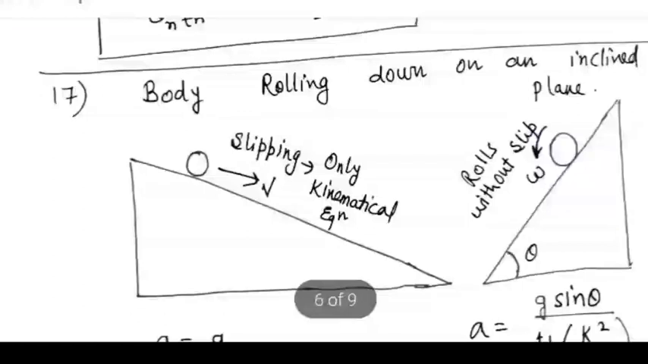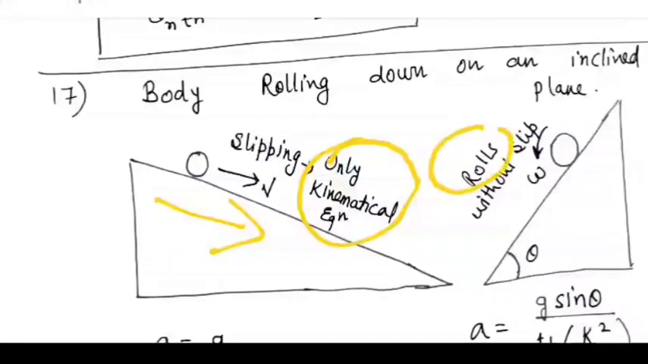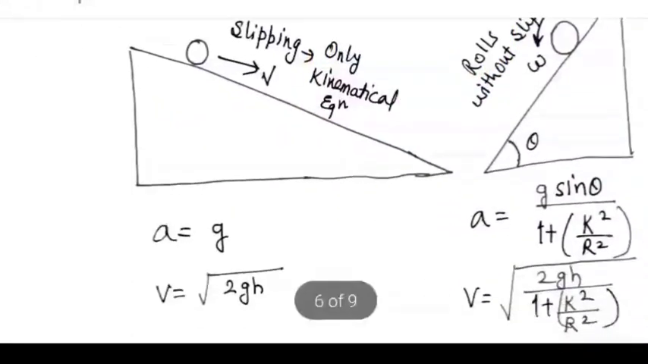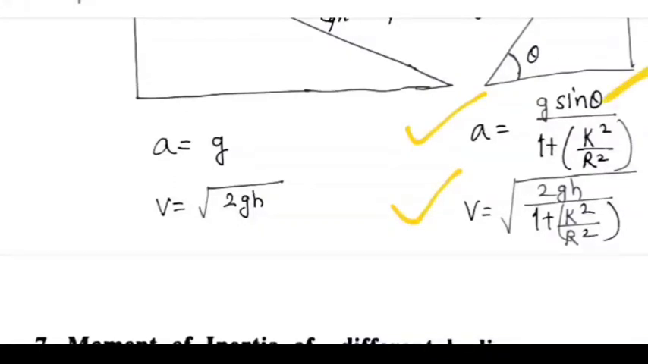Now this is a body rolling on an inclined plane. If the body is only slipping, then just apply the kinematical equations. If the body rolls without slip, then you may take these equations for acceleration and for velocity. Put the value of theta over here.